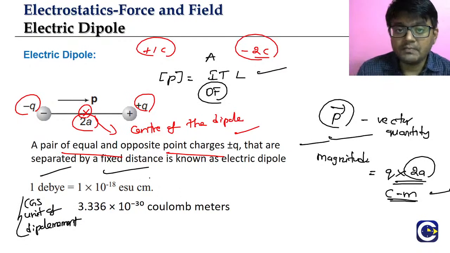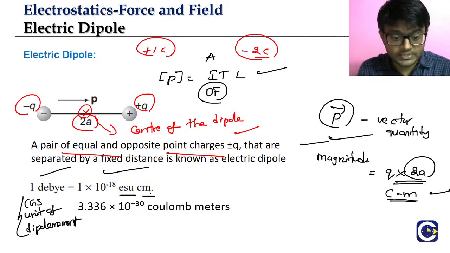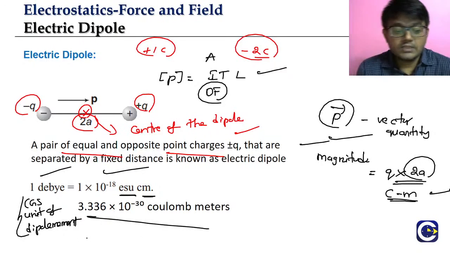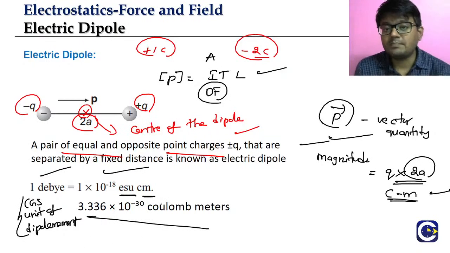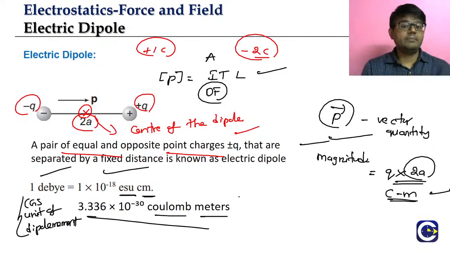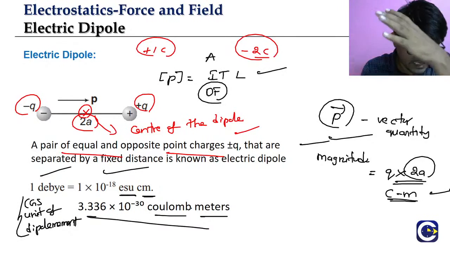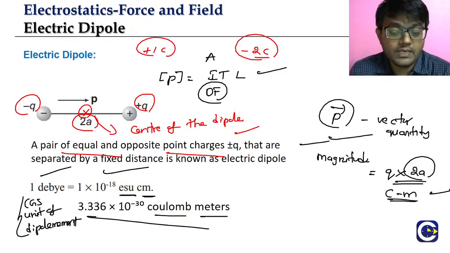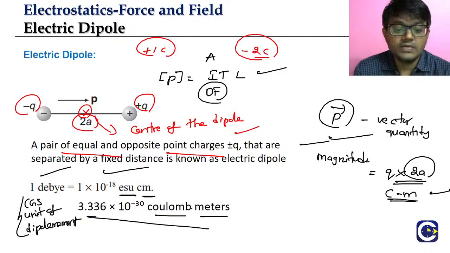Okay, what is this dBi? 1 into 10 power minus 18 ESU centimeter, electrostatic unit into centimeter. What is the conversion in terms of SI unit? 3.336 into 10 power minus 30 coulomb into meter. பாருங்க, what is 1 dBi? 1 dBi என்னது? 3.336. இதை நம்ம ஞாபகம் வச்சுக்கணும். ஏன்னா sometimes நம்ம conversion பண்ண மாதிரி இருந்தா we'll be able to use this. What is 1 dBi? 1 dBi will be equal to what? 3.336 into 10 power minus 30 coulomb into meter.